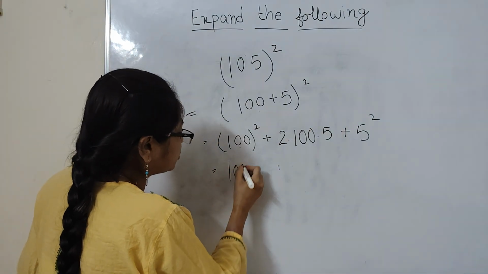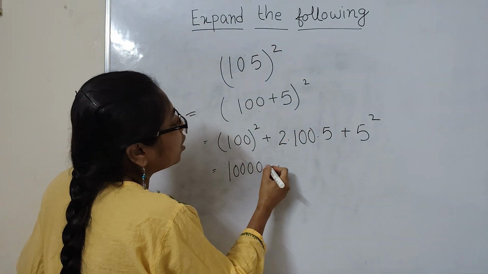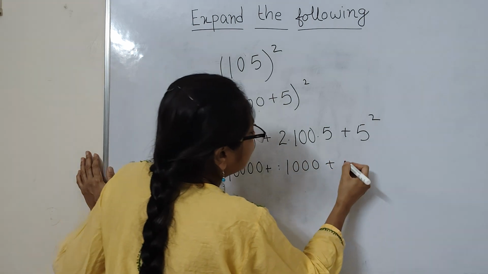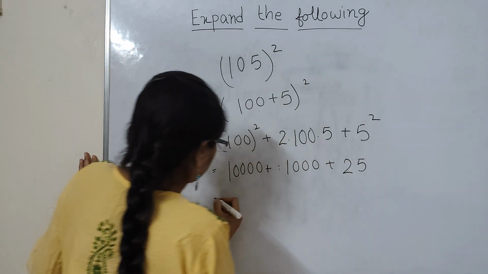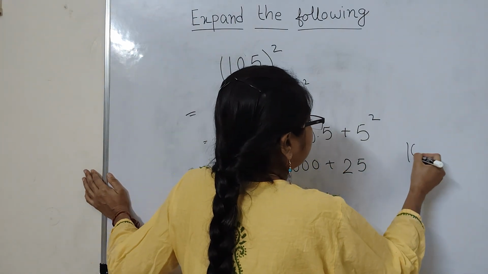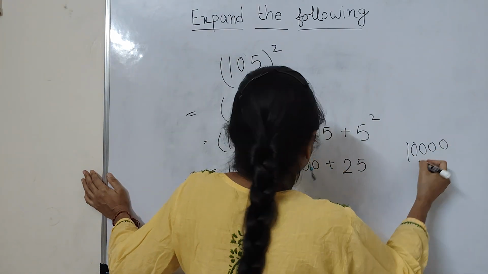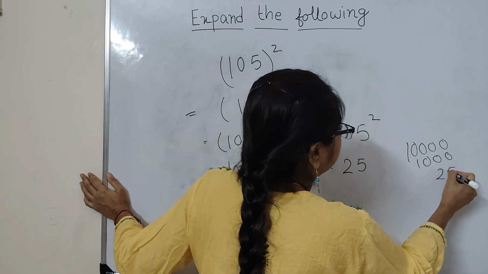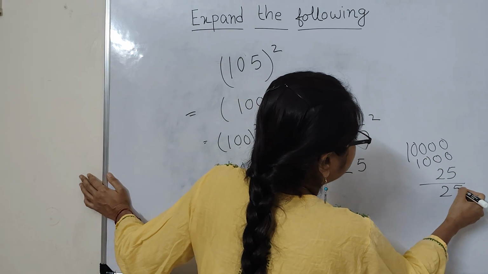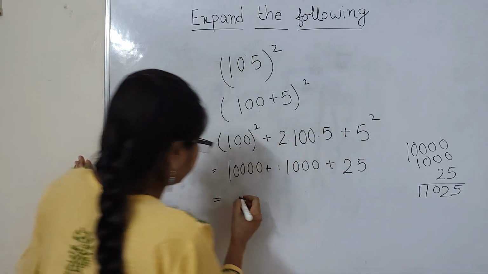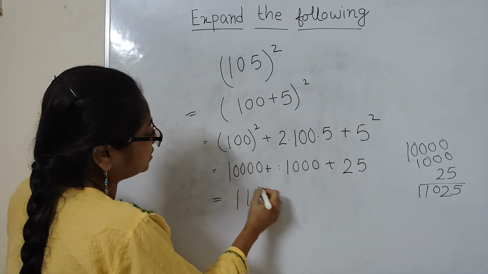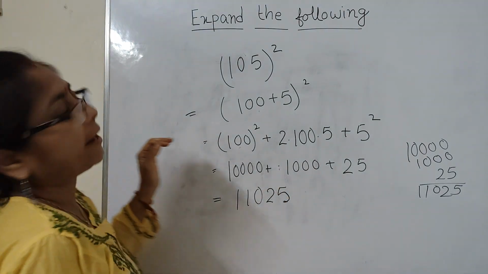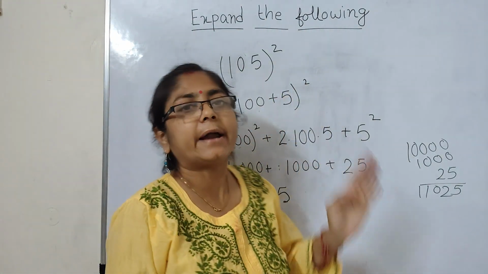Then 10000 plus 1000 plus 25. Now you add this part. 10000, 1000, then 25. Your answer is 11025. Now I have taught two types of expanded forms.